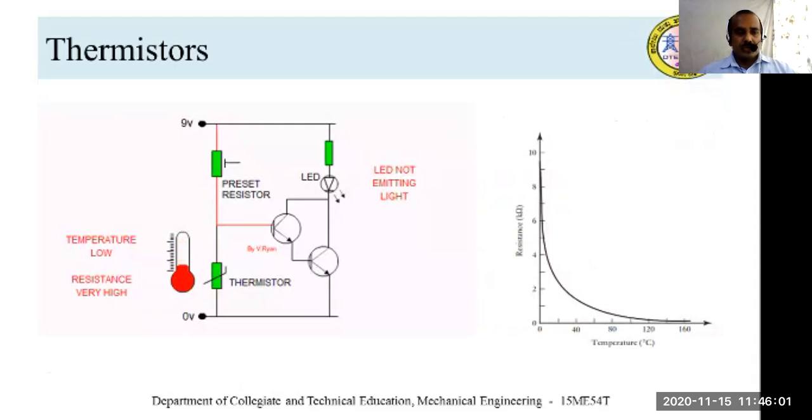This slide shows the thermistor and its circuit. Here, as the temperature falls, resistance is increasing and the LED is glowing, indicating that there is a decrease in temperature. As the temperature increases, resistance is falling and the LED is not glowing. It's a highly sensitive temperature sensor. So as the temperature is increased, the resistance drops very drastically, as shown here in the graph.